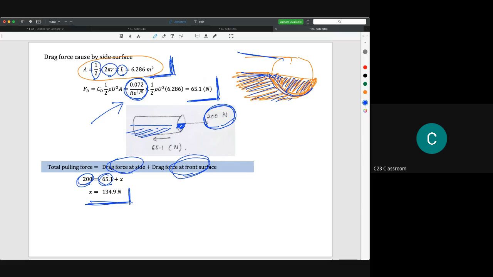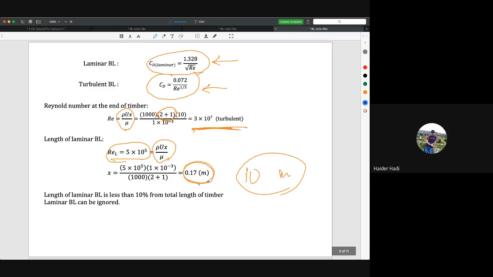Okay, any question? Yes, doctor. I have two questions if you don't mind. The first one: we use the Reynolds number for the turbulent boundary layer, yes? Why do you return to the Reynolds number of the laminar boundary layer to calculate X? Okay, the second question, please. Wait, I will answer one by one, sorry. Don't give me all the questions.